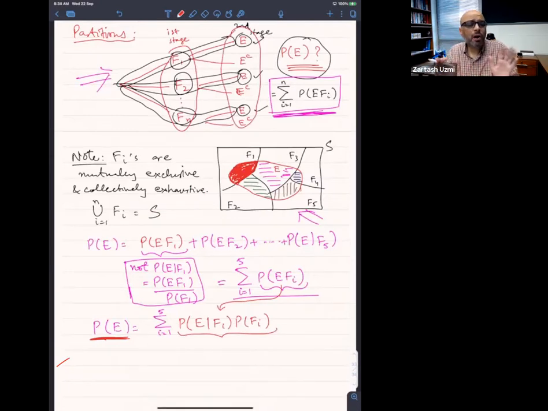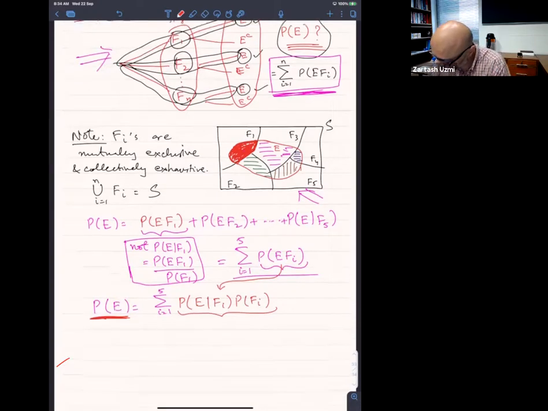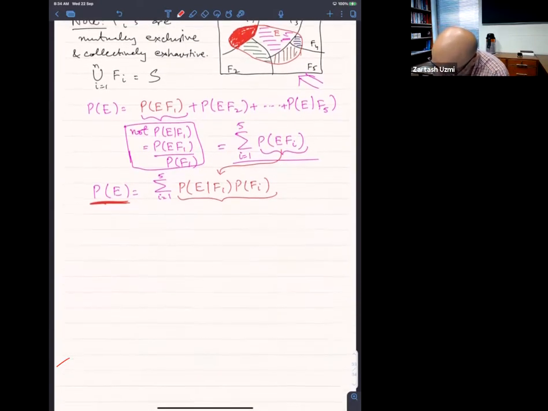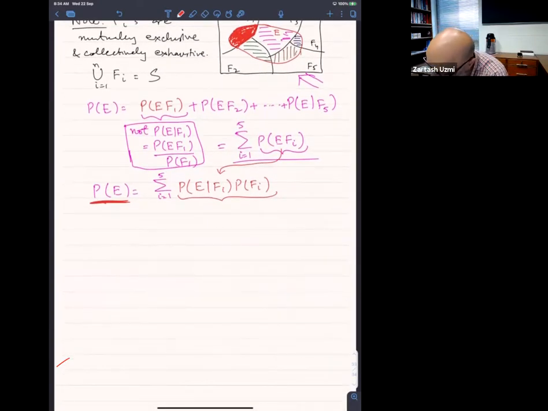This is all in our mind. You know, mathematically I can have E first and F later. E is first and F later. Okay. So now probability of E is probability of E given Fi into probability of Fi for each, summed over each value of i. Okay.